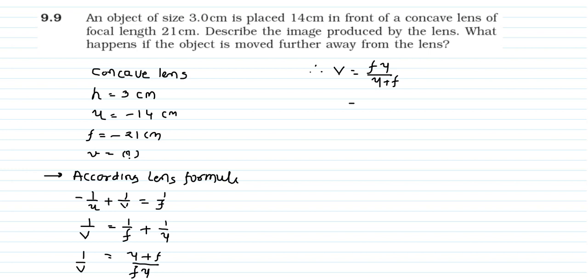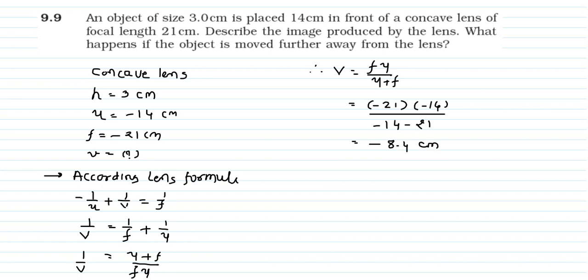Now substitute the values: f is equal to minus 21, u is equal to minus 14. So friends, when you solve this, then your answer will be minus 8.4 centimeter.